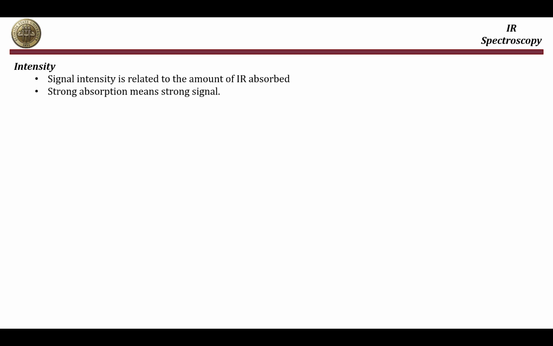So let's talk about the intensity of the peaks right now. The signal intensity is mainly related to the amount of IR energy absorbed. Strong absorption means that there is a strong signal, whereas a weak absorption means that there is a weak or short signal. Usually the main factor which affects the intensity of the absorption is the bond polarity.